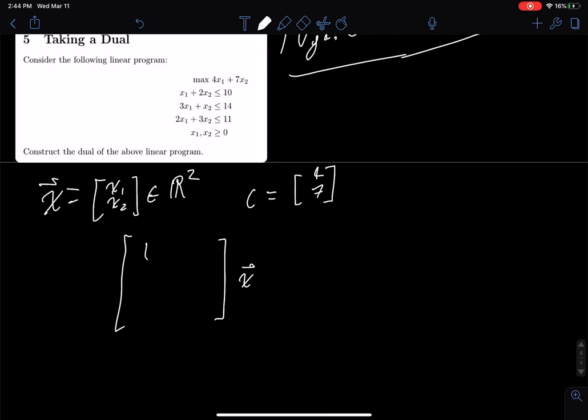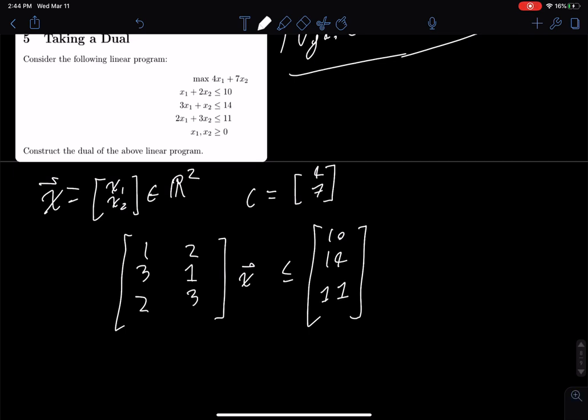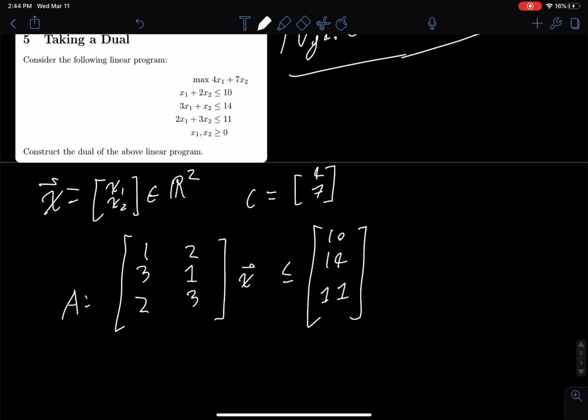1x1 plus 2x2 is less than or equal to 10. We need to have 3x1 plus 1x2 is less than or equal to 14. And we need to have 2x1 plus 3x2 is less than or equal to 11. So we'll define A to be this matrix and B to be this vector.